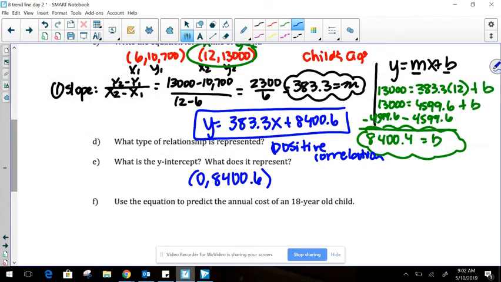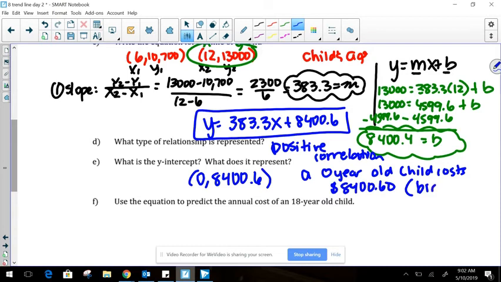All right. So let's see, a 0-year-old child costs $8,400. So in parentheses, if you want to write like birth costs, that would be what we're talking about here. Birth costs, diapers, that first couple months of their life.